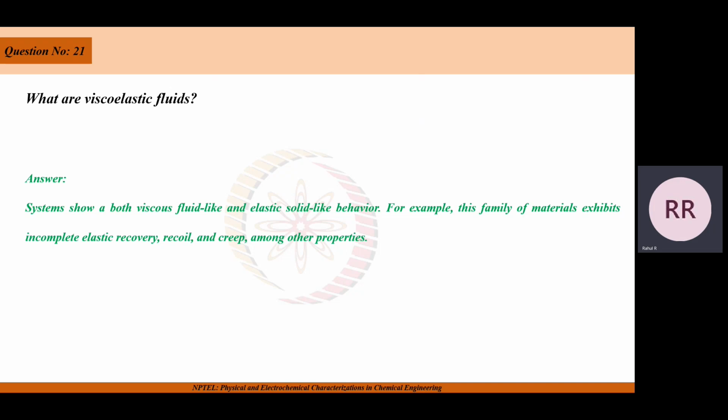For example, a family of materials that exhibit incomplete elastic recovery, recoil, and creep, among other properties. So these kinds of materials have properties like incomplete elastic recovery, recoil, or creep. So these are the basic different viscoelastic fluids. Now let's move on to the next question.